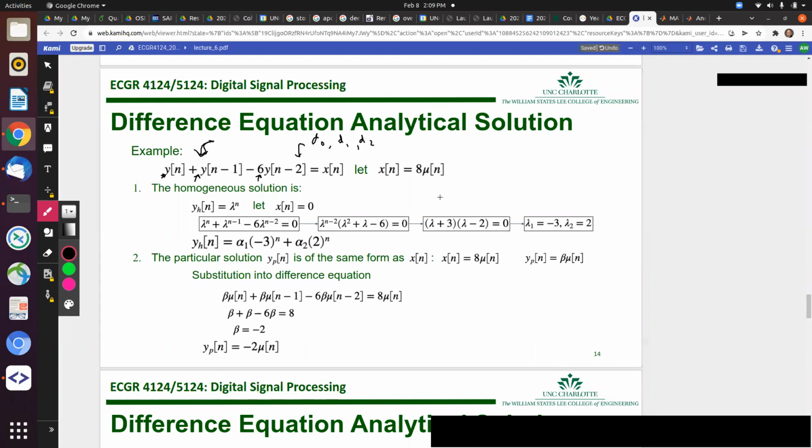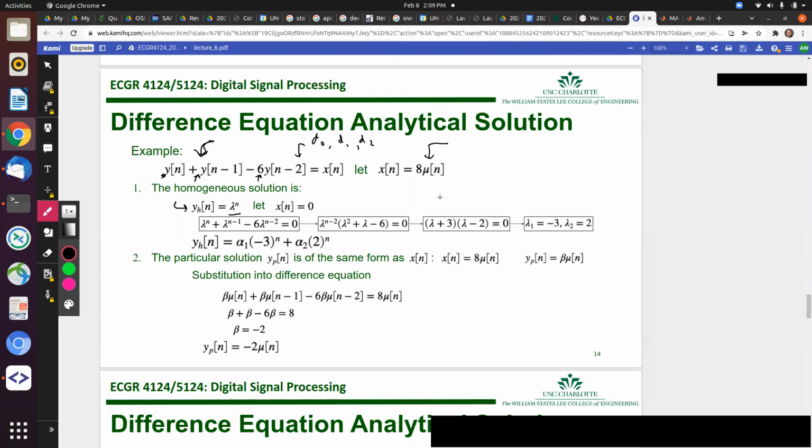And where the input is defined to be 8 times the step function, that's going to be used for finding our particular solution. We need to have 2 initial conditions defined so we can solve for the form of it, but we're going to be left with alpha 1 and alpha 2 unknown unless we have initial conditions, right? So let's go forward.